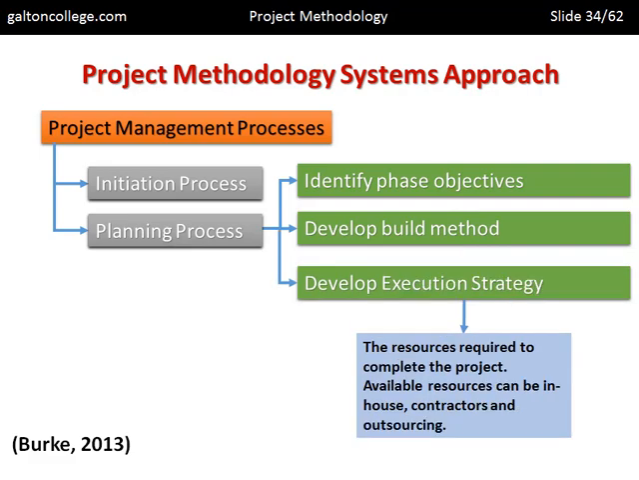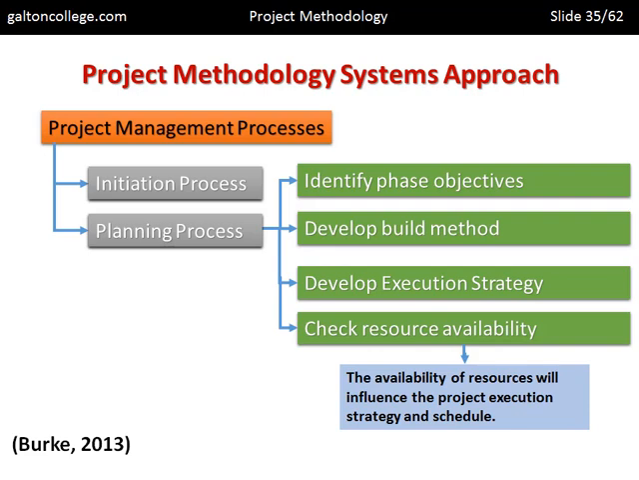Develop an execution strategy. Look at the resources that are required to complete the project. Available resources can be in-house, for example. It could be that there is spare capacity within the business currently to take on this extra project. Or it could be that contractors and outsourcing may be required. But it's important to know where the resources are going to come from to enable this project to happen. Otherwise, it's just a good project, a good idea that's not going to happen. The resources must be identified for it to happen.